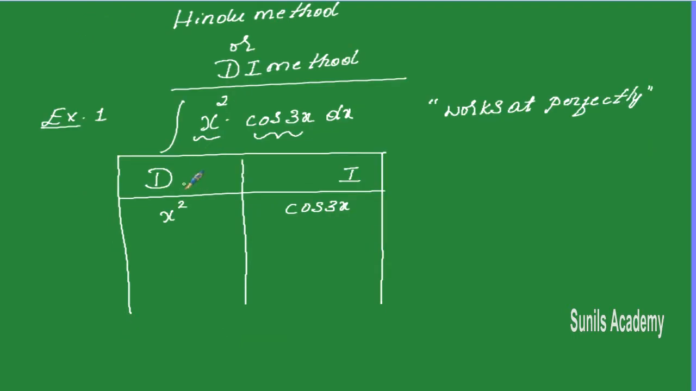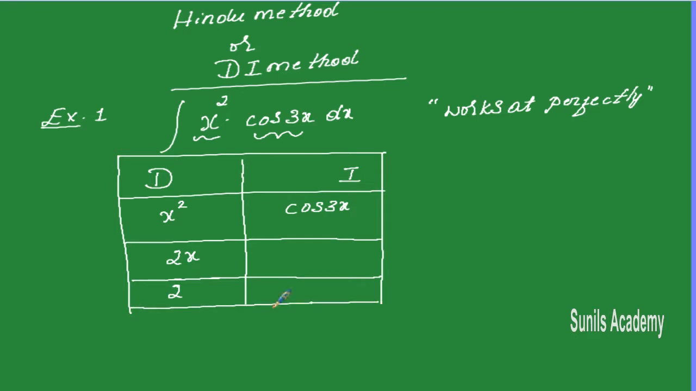First we have to differentiate x square, then we have 2x. Again differentiate 2x, we have 2. Derivative of x is 1. Again differentiate 2, we have 0. Further differentiation is not possible, that is why we get the end product as 0. So we stop differentiating, and that is why it is called works perfectly.